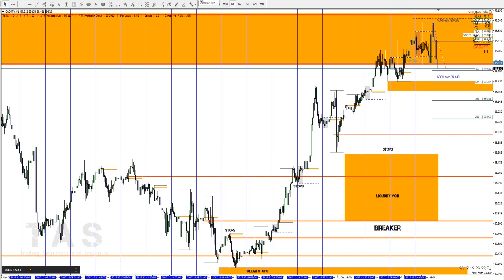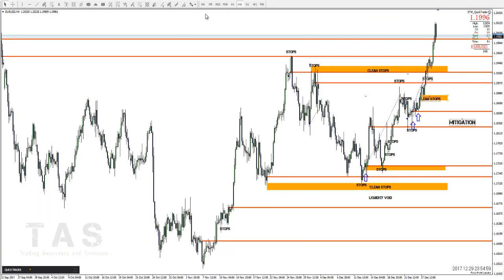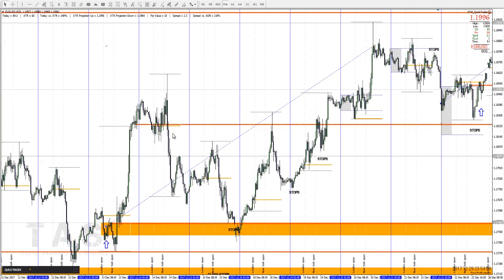So I hope I made the point. Point is, instead of thinking about entries, think about where price is going to. And if it's on a lower time frame, for example here, if this structure is broken, where is it going to? Probably this breaker here. So we could look for an optimal trade entry to go short and exit here.